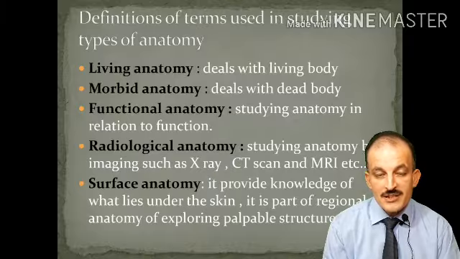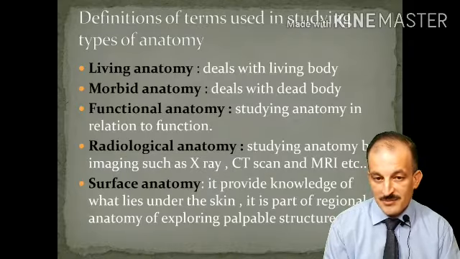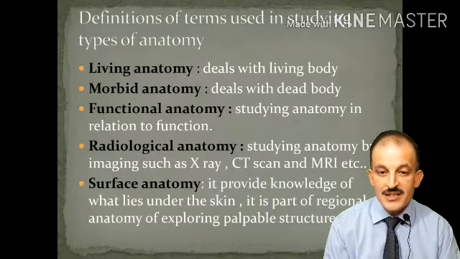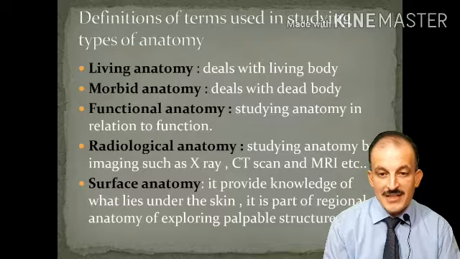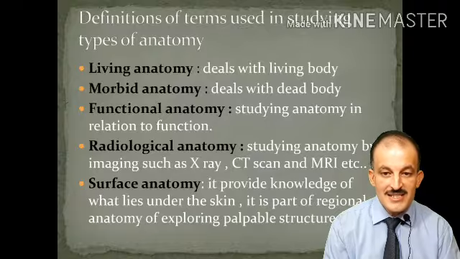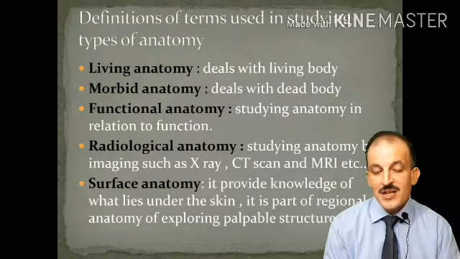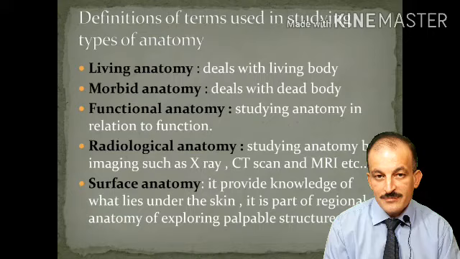First of all is living anatomy. The first type is living anatomy, that deals with a living body. The second type is morbid anatomy, that deals with a dead body. The third one is functional anatomy, that studies anatomy in relation to function.